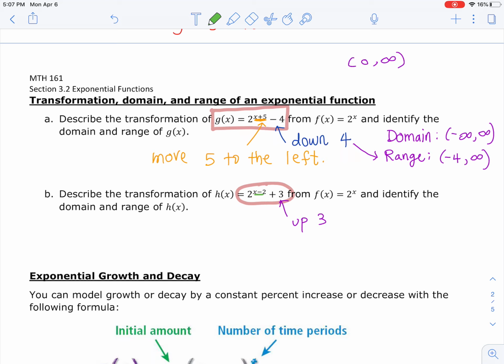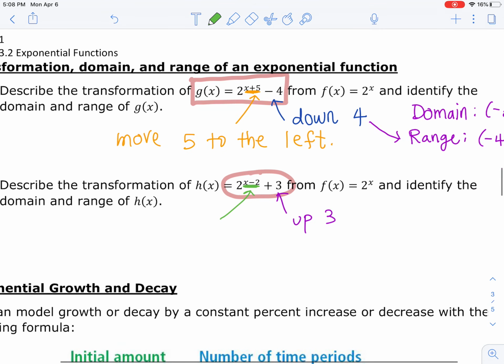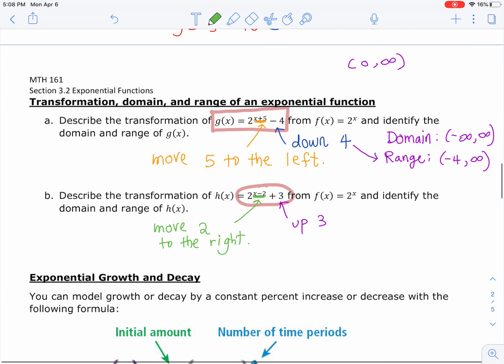Okay, let's do one more. This time it looks like I'm adding 3, so this will move the graph up 3 units. But if you look carefully, we're subtracting 2 inside, so that will move 2 to the, subtracting, this will be right.